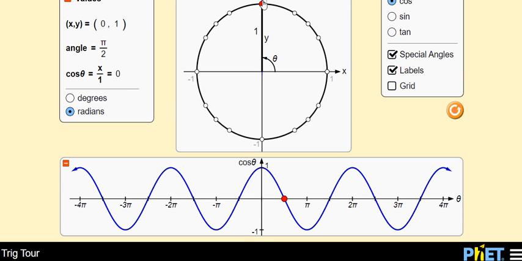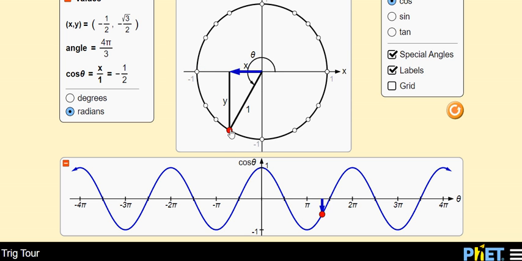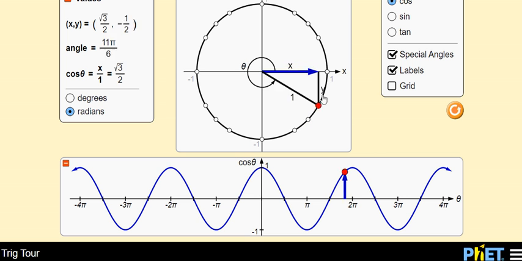There is no x value at that point. And then it's going to start getting bigger in the negative direction. So bigger, bigger, bigger until it's -1 at that point. And then the x value will get smaller, smaller, smaller. And now it's 0 again. And then it goes all the way back to 1.